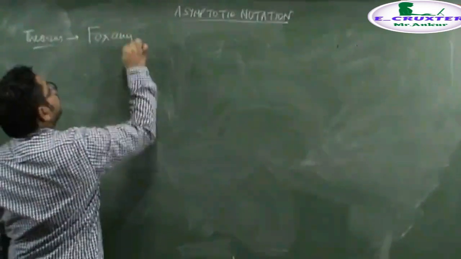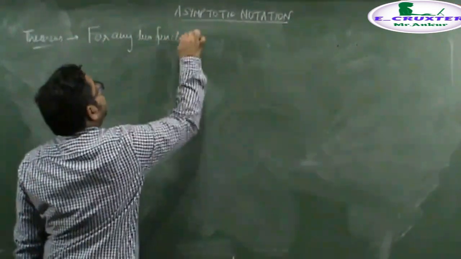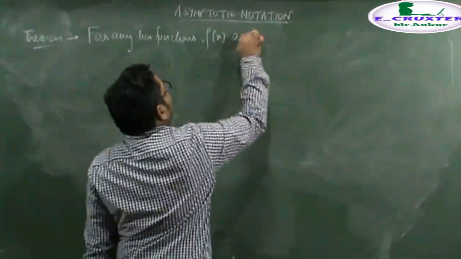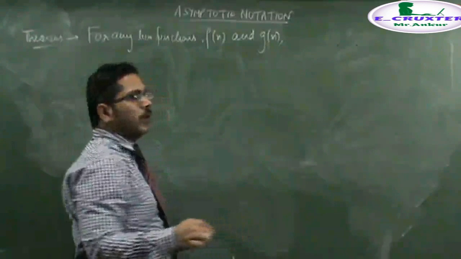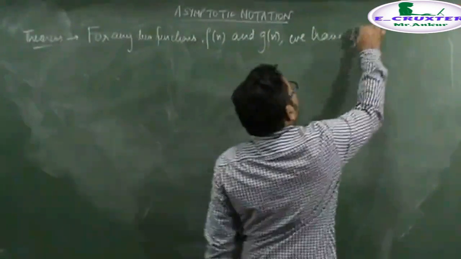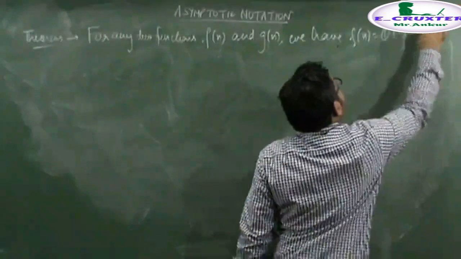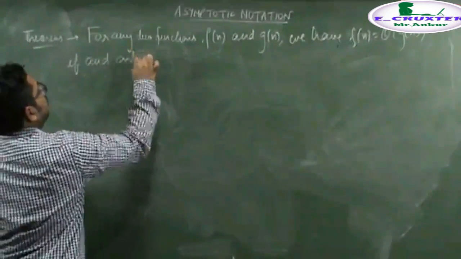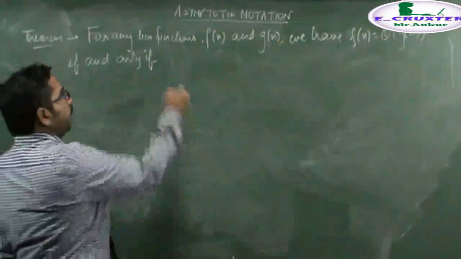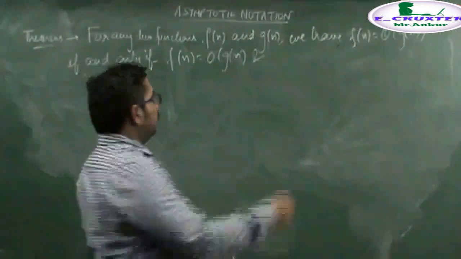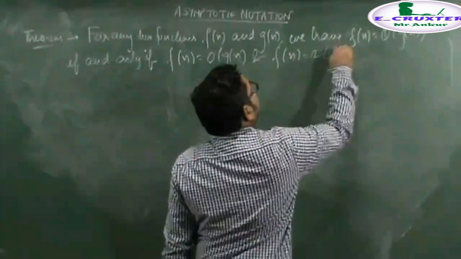You can say for any two functions, let's say these functions are f(n) and g(n), we have f(n) is equal to theta of g(n) if and only if f(n) is equal to big O of g(n) and also f(n) is equal to omega of g(n).